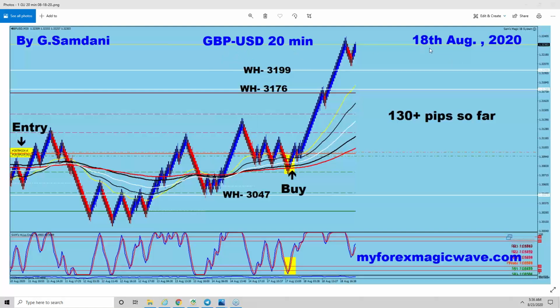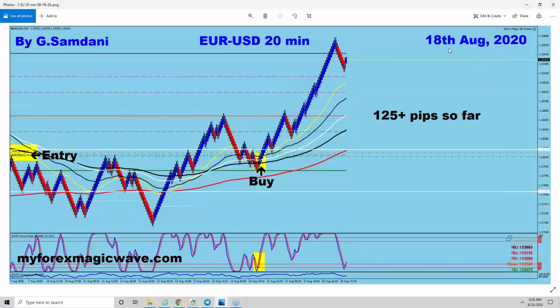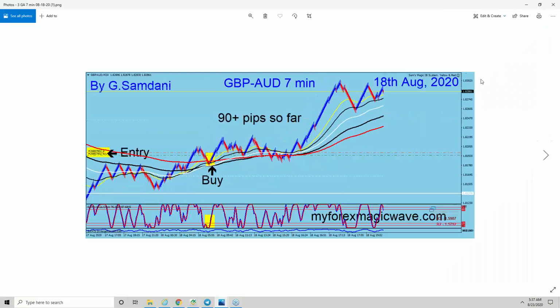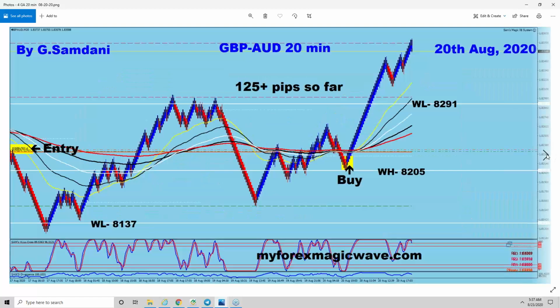So the first trade was on the 18th, pound USD from the 20-minute chart, and 130 pips from here to here. The next trade was on the same day, the 18th, EUR-USD, again the same kind of setup, and 125 pips here. On the 18th, pound Aussie from the 7-minute chart for 90 pips to the upside. All of these using the same system and the rules, definitely.